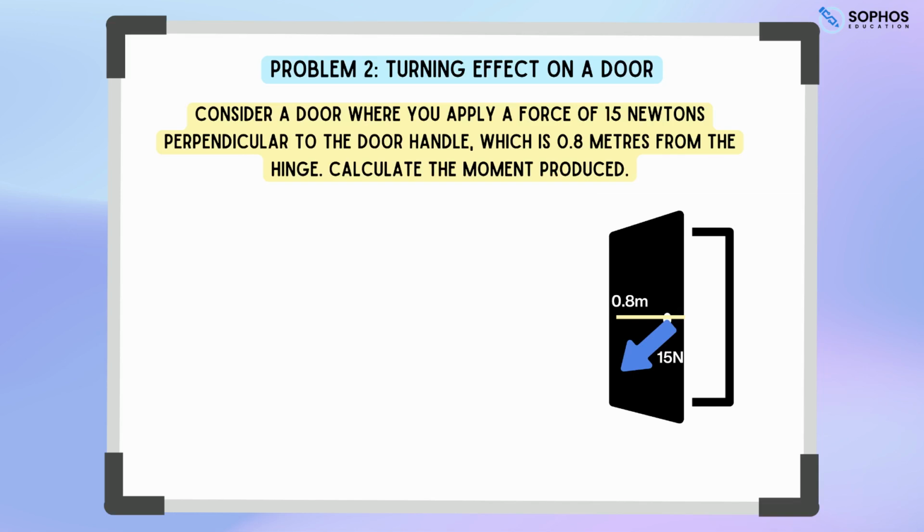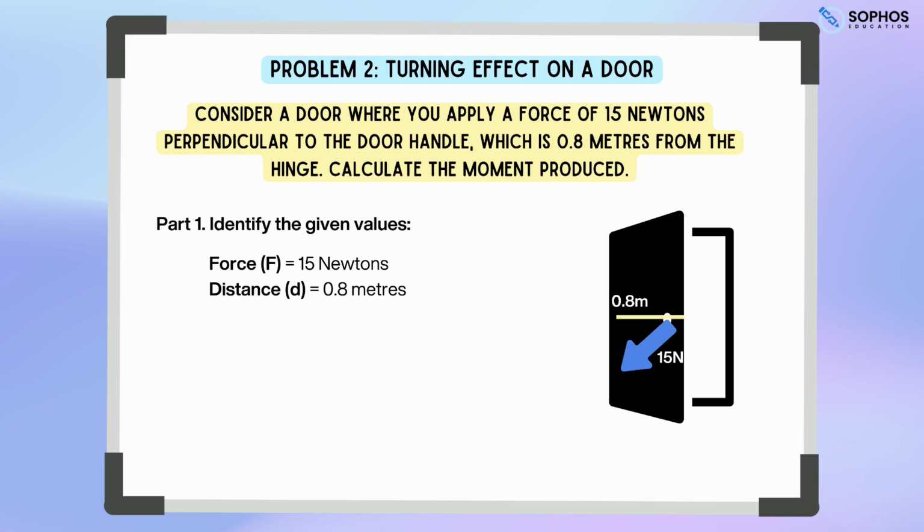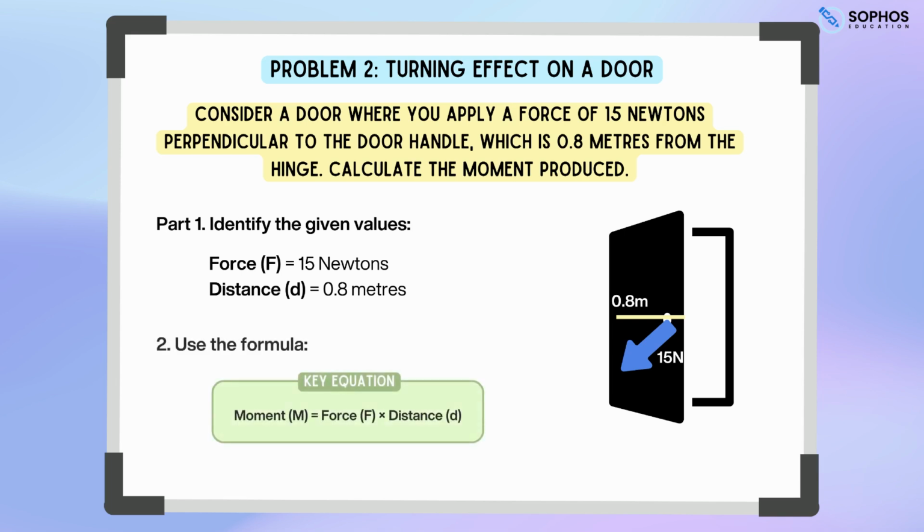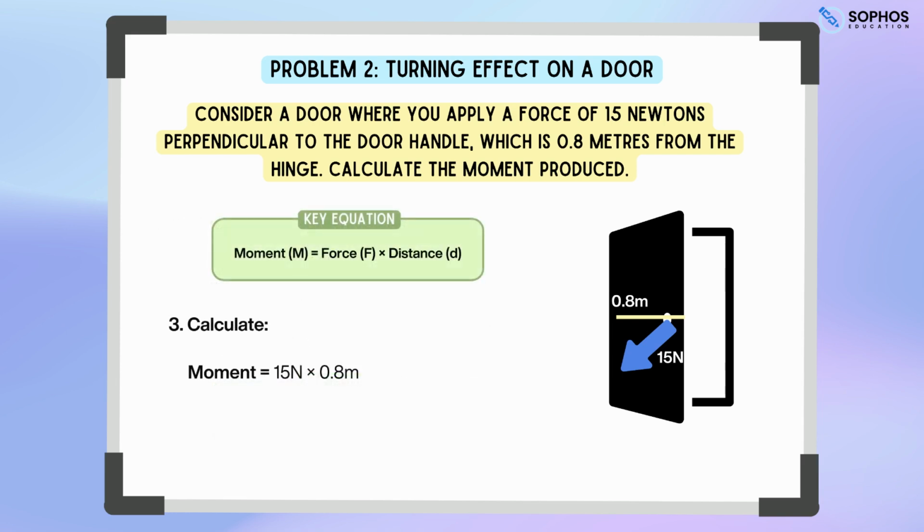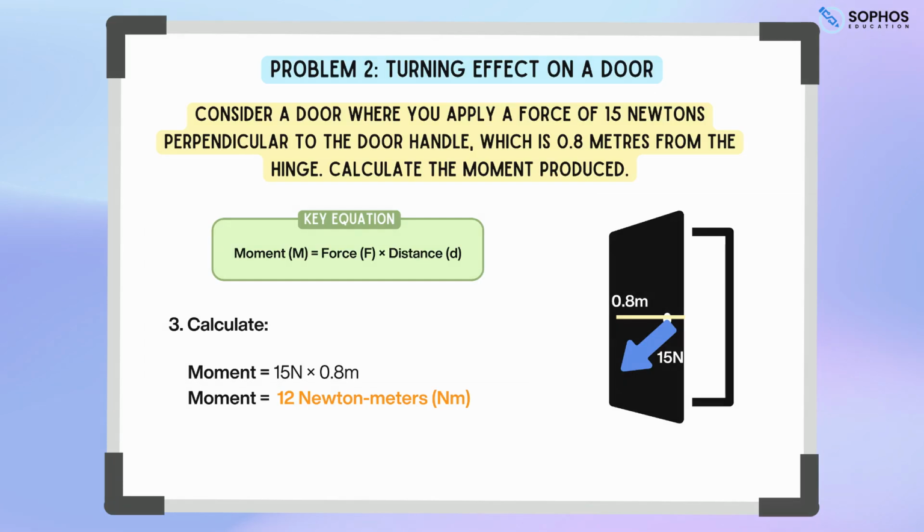Question 2. Consider a door where you apply a force of 15 newtons perpendicular to the door handle, which is 0.8 meters from the hinge. Calculate the moment produced. First, identify the given values, so we have the force of 15 newtons and distance of 0.8 meters. Then use the formula moment equals force times distance. This gives us M equals 15 times 0.8, which equals 12 newton meters. So the turning effect, or the moment produced when you push the door, is 12 newton meters.